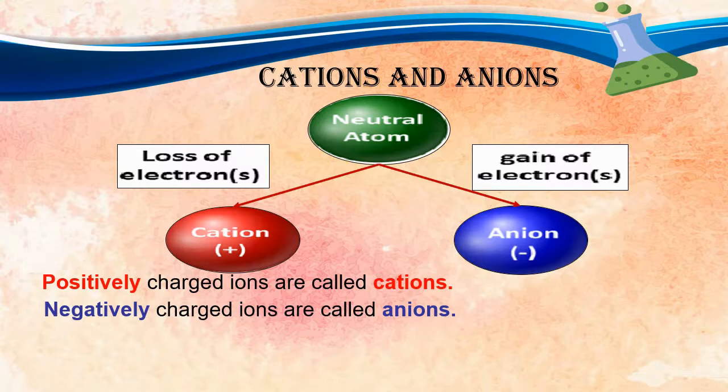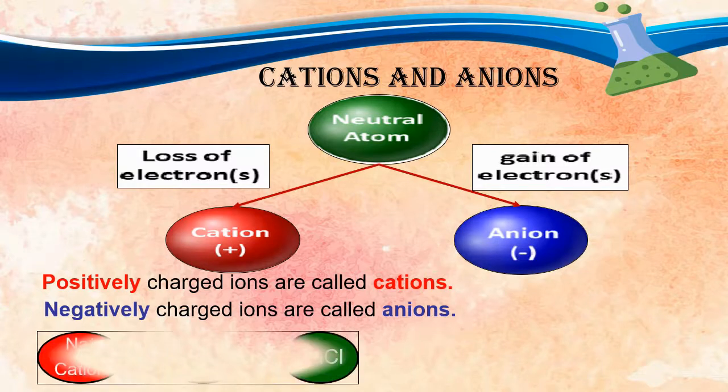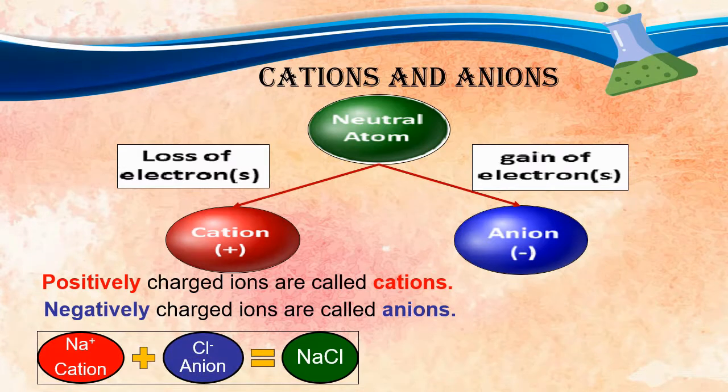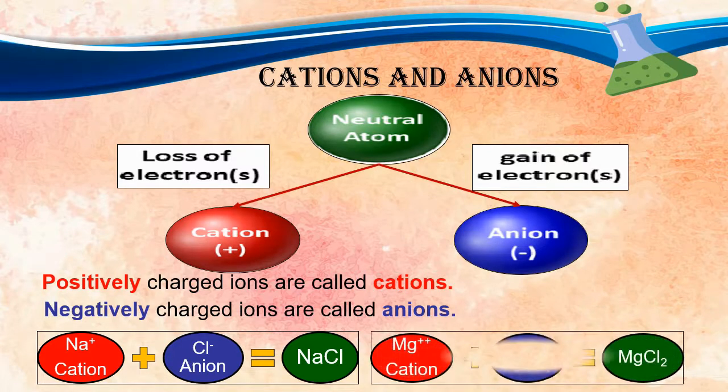Let us see some examples. NaCl, that is sodium chloride, contains Na+ as cation and Cl- as anion. MgCl2, that is magnesium chloride, contains Mg2+ as cation and Cl- as anion.